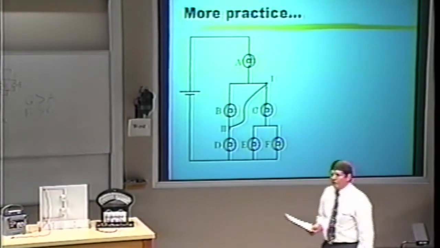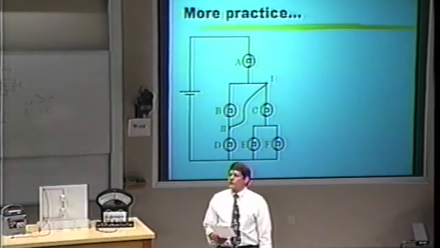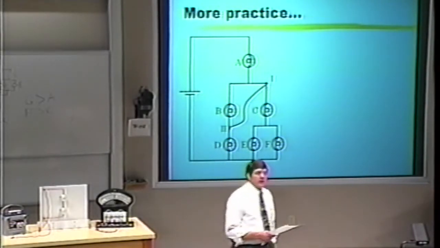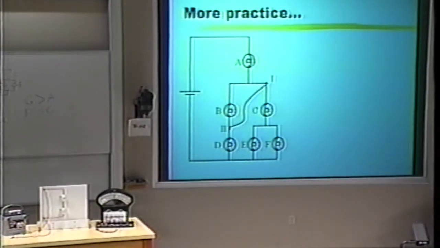When I put this on an exam, I found that this was a better teaching question than an exam question. We had a lot of stumbling on this question, and it all centered around one issue, and that is, is bulb C going to be lit at all with this wire there, or will it be dark?